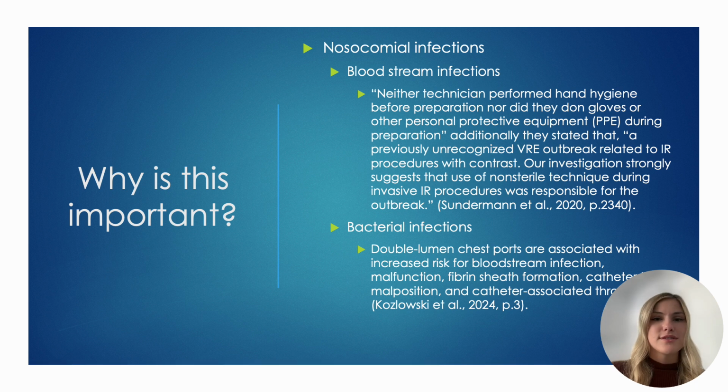We also often receive patients that come back to have their port or other central lines removed for bacteremia. An article by Kozlowski and others states that double lumen chest ports are associated with increased risk for bloodstream infection, malfunction, fibrin sheath formation, catheter tip malposition, and catheter-associated thrombosis. Bloodstream infections are a big deal. However, it is hard to track down who is truly at fault.